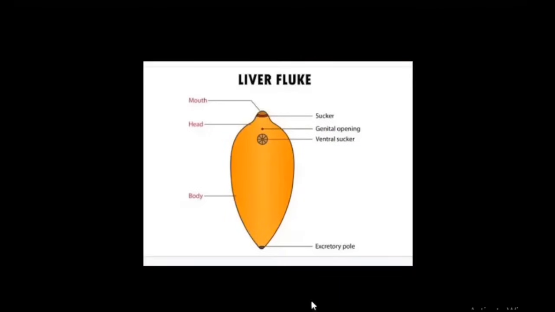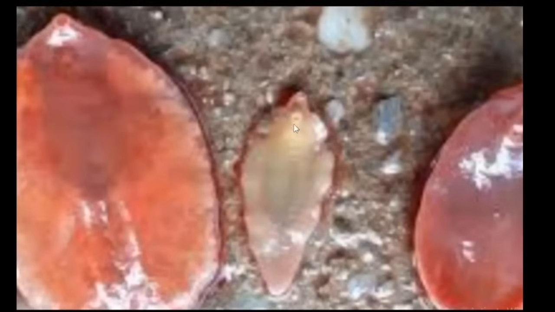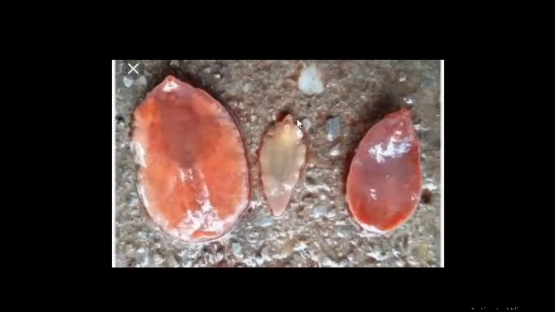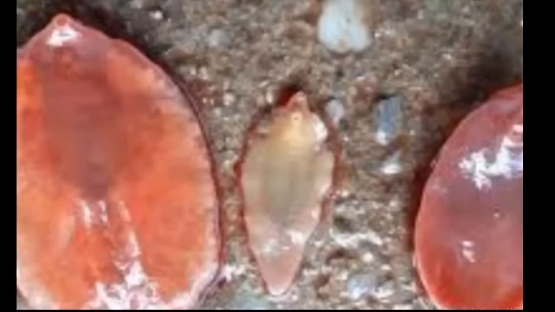This is another picture. You can see the genital opening like I showed in the previous one. Here is where we have the genital opening, and this is the head totally, and then we have the mouth part around where we have the suckers. So that is basically what this organism looks like.